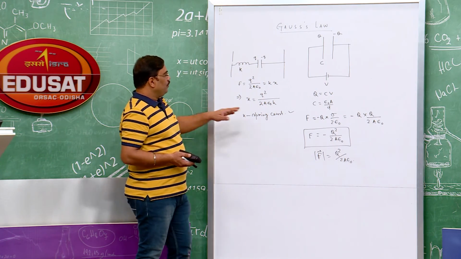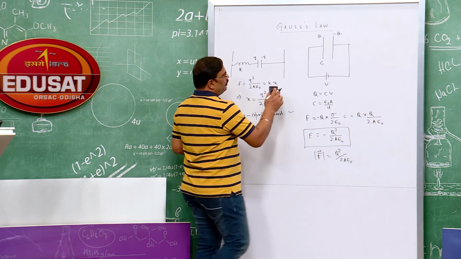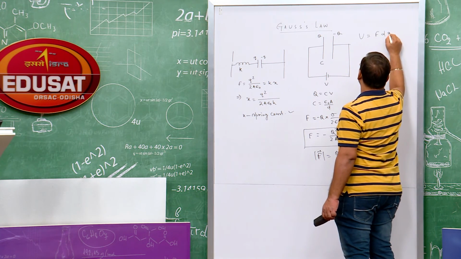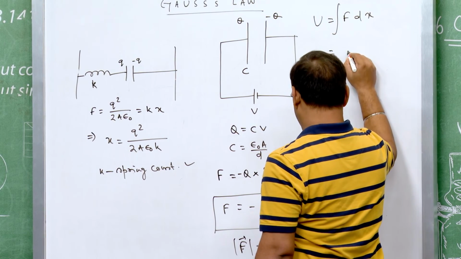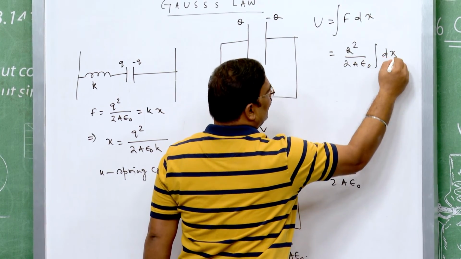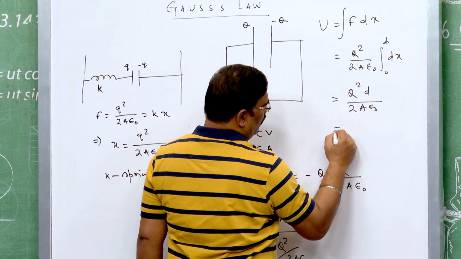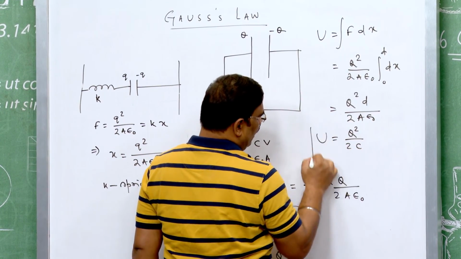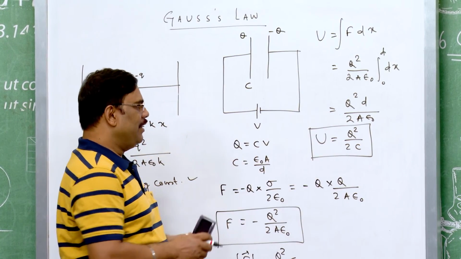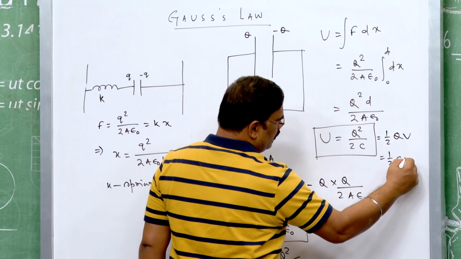So, knowing the value of force, we can calculate the energy of a capacitor. The energy of a capacitor U equals the integration of F dx. So, it is Q square by 2 A epsilon 0 integration dx from 0 to d. So, it is Q square d divided by 2 A epsilon 0, or this is Q square by 2 C. So, the energy of a capacitor when charged to Q and capacity C is Q square by 2 C. In other forms, it is half Q V or half C V square.